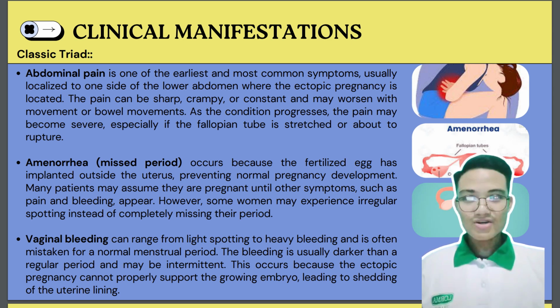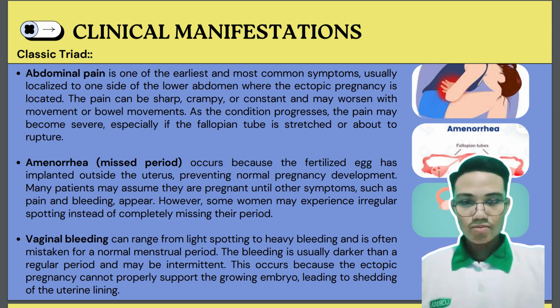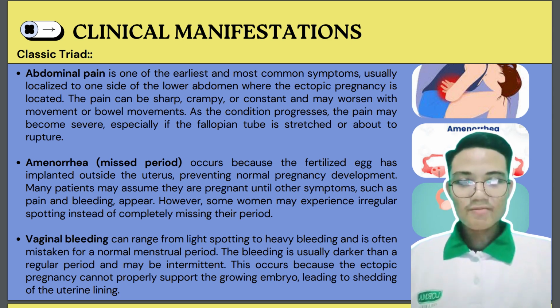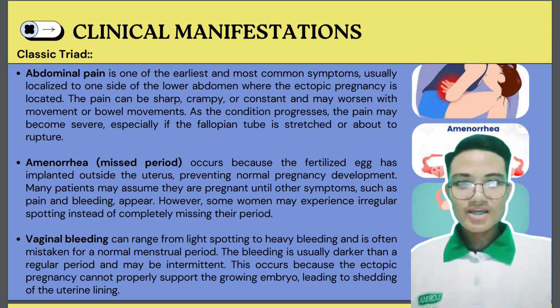As the condition progresses, the pain may become severe, especially if the fallopian tube is stretched or ruptured. Abdominal pain is a hallmark symptom of ectopic pregnancy because the fallopian tube is not designed to accommodate a growing embryo. As the pregnancy develops, it stretches the thin-walled tube, leading to localized pain. Additionally, the trophoblastic invasion can cause irritation and inflammation, further exacerbating the discomfort.